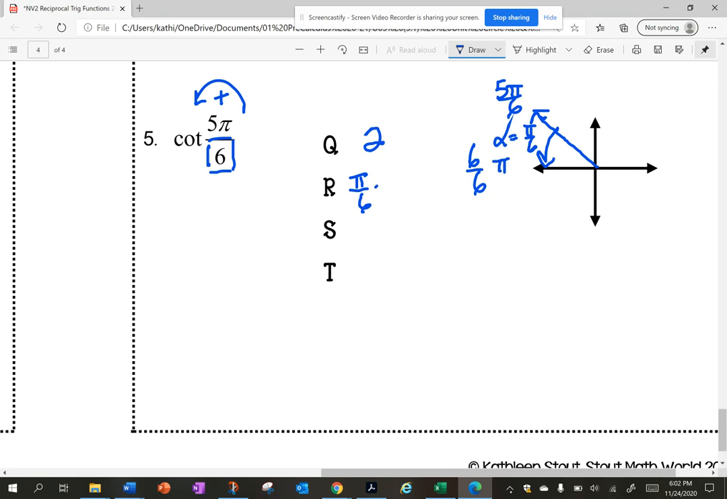So pi over 6. I prefer at this point to work with these in degrees. So pi over 6 is 30 degrees. You can work either way. So cotangent is 1 over tangent, right? So tangent, I'm doing all students take calculus. So tangent is negative in the second quadrant because it's positive in the first and the third. So negative in the second quadrant.